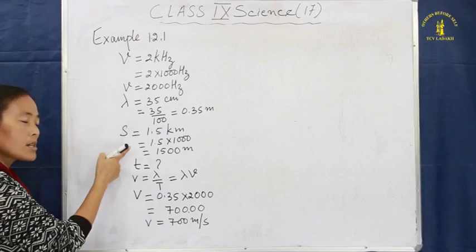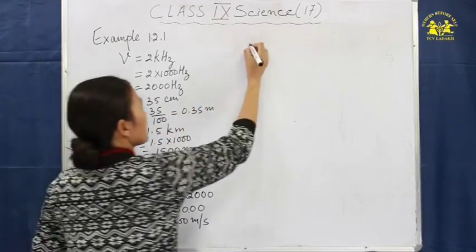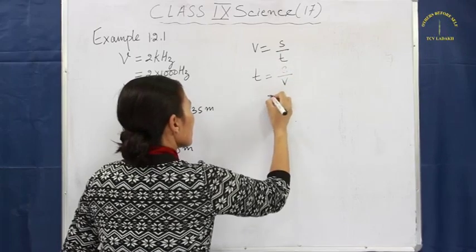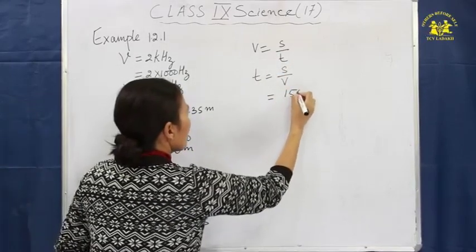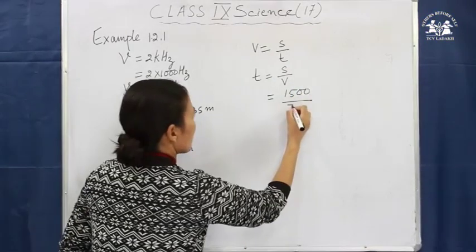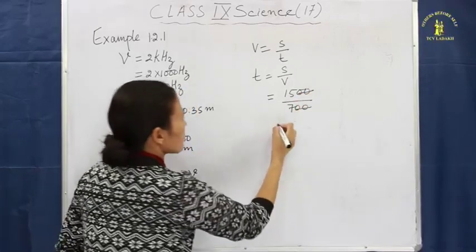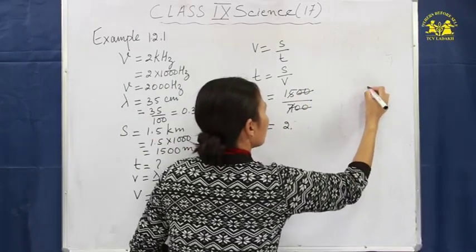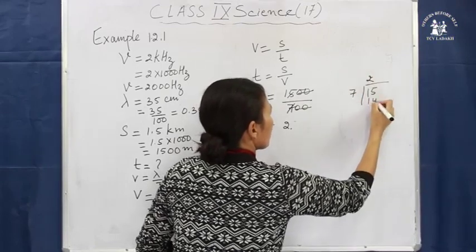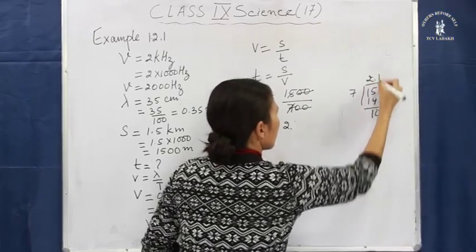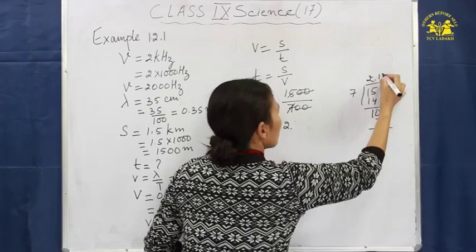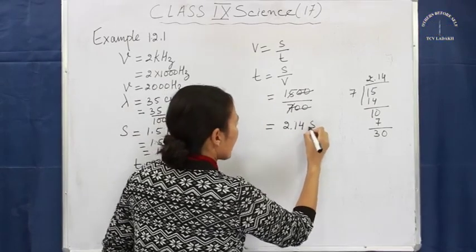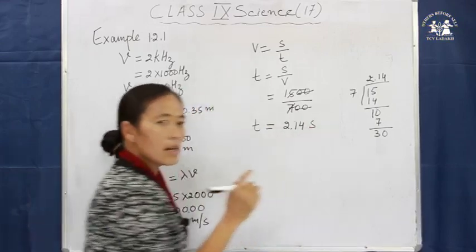Now the distance is given. Speed is equal to distance by time, so time is equal to distance by speed. Distance is 1500, speed is 700, and the calculation cancels: 100 cancels. 7 2s are 14, one left, 7 1s are 7, 3 left, 0, 7 4s are 28. That means the approximate value is 2.14 second, the SI unit of time being second.